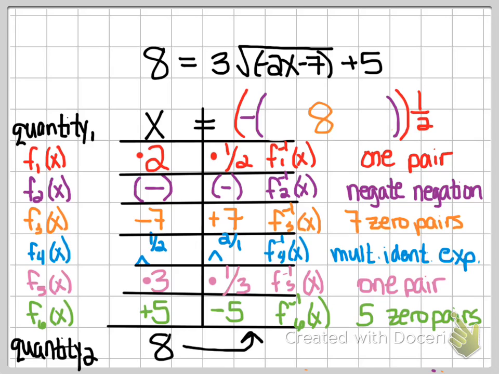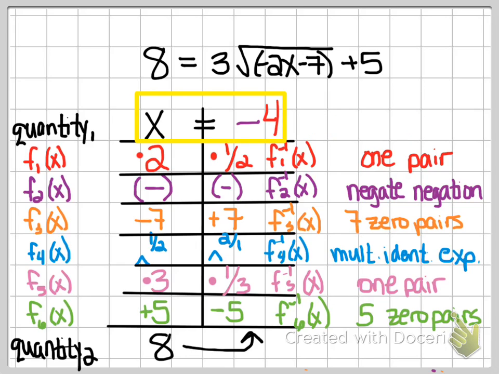Now I have this negation. What is the negation of a positive 8? Well, that's a negative 8. And finally, the last operation that I have to perform is my last inverse operation, which is 1/2 of a negative 8. And that simplifies to a negative 4. So my solution is negative 4.